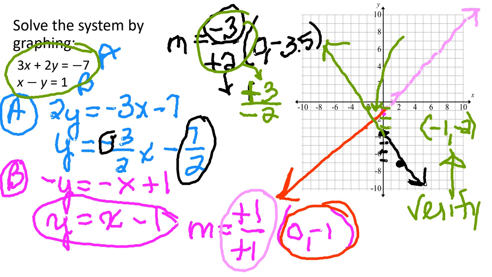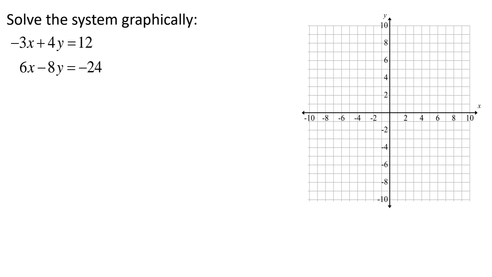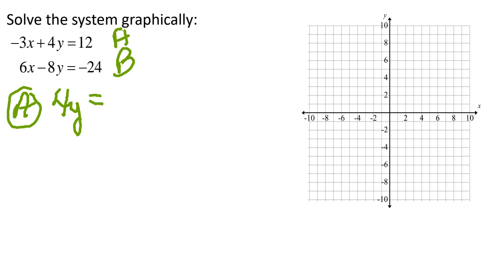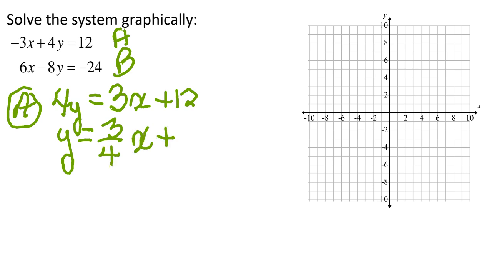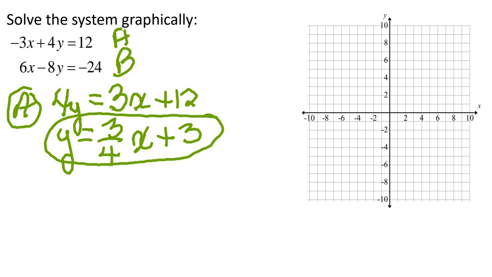Okay? Now, the last one. First step. This is equation A. This is equation B. Solve for y. For A, y is equal to a positive 3x plus 12. Y is equal to 3/4 x plus 3. This is my equation for A.